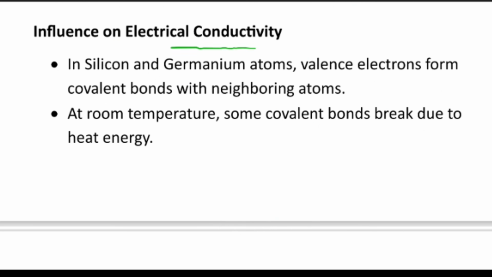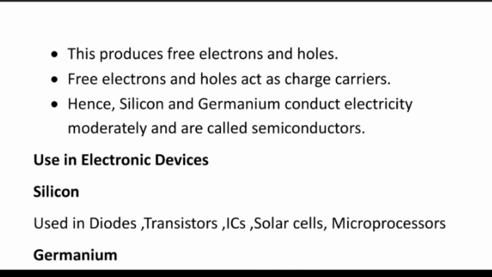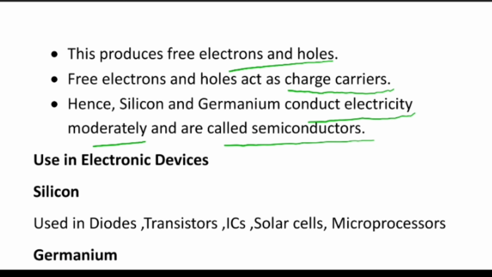The influence on electrical conductivity: in silicon and germanium, each valence electron forms a covalent bond with a neighboring atom, as shown in the diagram. At room temperature, some covalent bonds break due to heat energy. This produces free electrons and holes, and these act as charge carriers. Silicon and germanium conduct electricity moderately, and that is why we call them semiconductors.